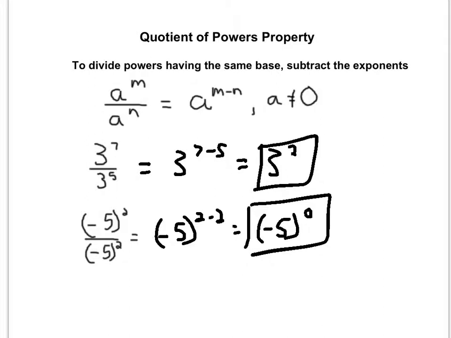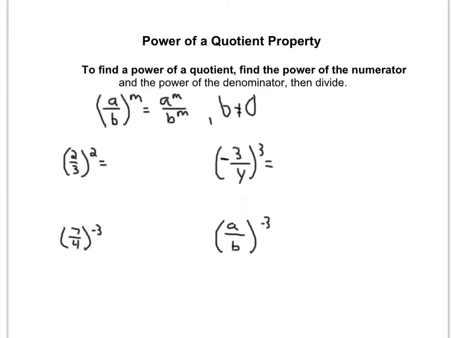Let's go on to the next property. This one is called the power of a quotient property. It says to find the power of a quotient, you find the power of the numerator and the power of the denominator, and then divide. So if I have two things that are being divided, raised to a power, then I raise the top to the power and the bottom to the power, and then use the rule that we just learned. And again, b in this case cannot equal 0 because the bottom number of a fraction can never equal 0.